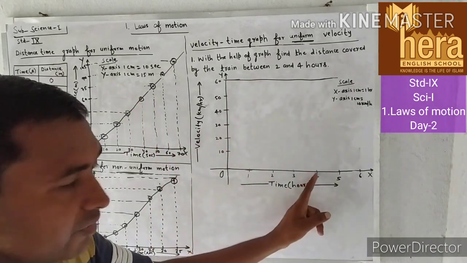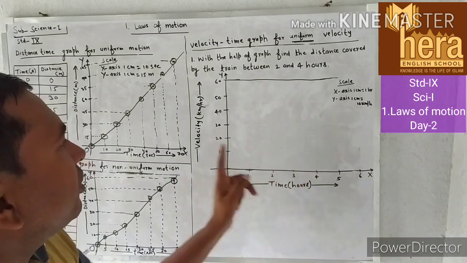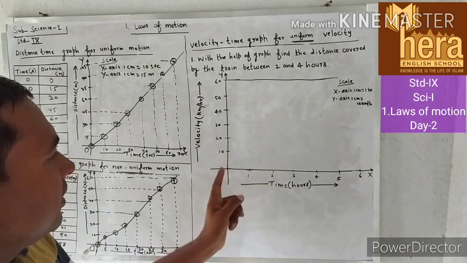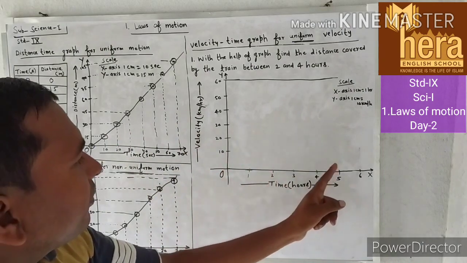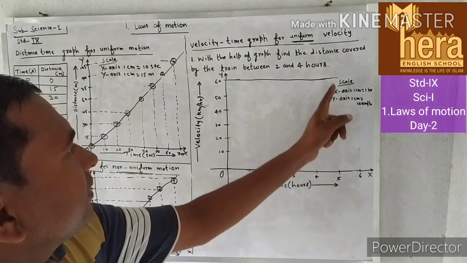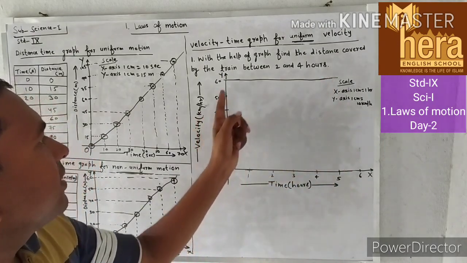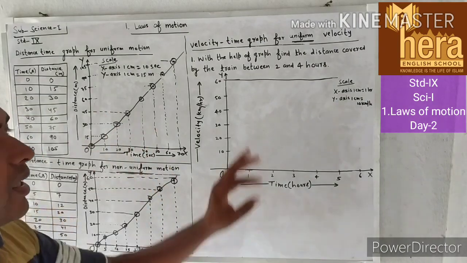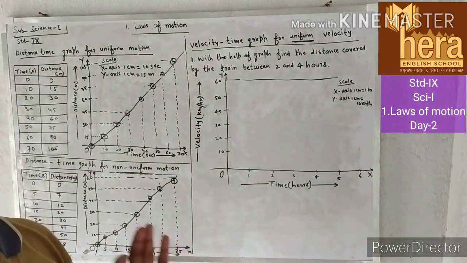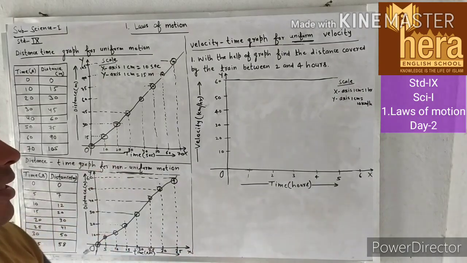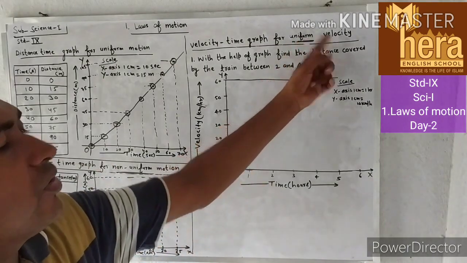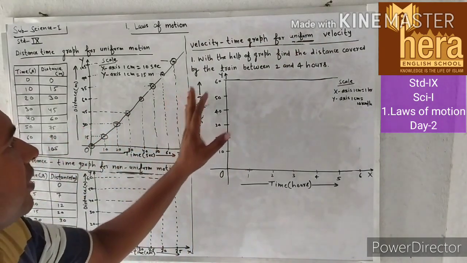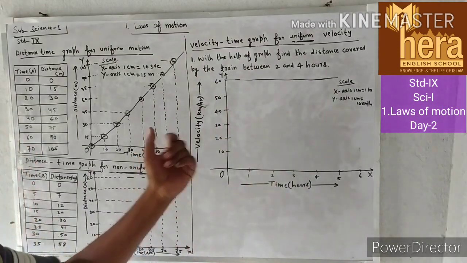At t equal to 4 hour, what is the velocity of the car? Again this is 60 km per hour. At t equal to 5 hour, again the velocity of the car is 60 km per hour. Okay, it means the velocity of the car is constant. There is no change in the velocity. That's why this is uniform velocity.